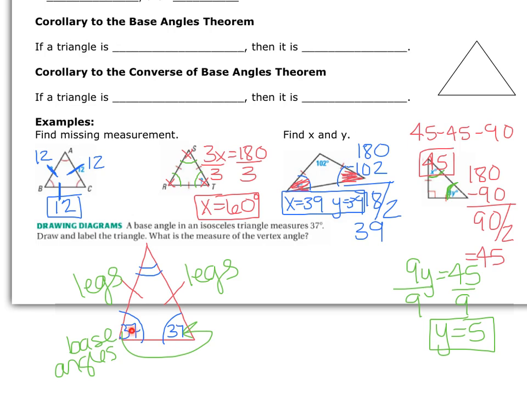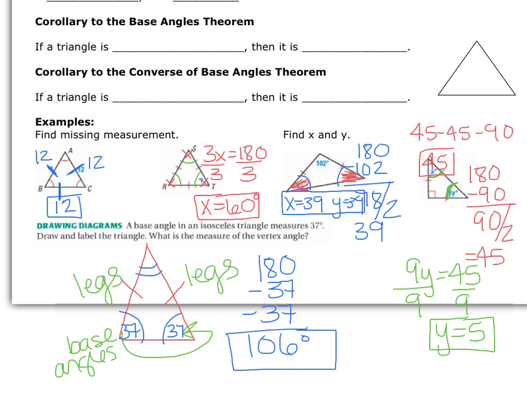Well, we already determined, since it's isosceles, if the legs are the same, the base angles are the same. So we have 180 in every triangle. We're taking out one base angle, we're taking out the other base angle. So that's taking out 74. If we take out 74, what's left is 106 degrees. So our vertex angle is 106 degrees. Now, my picture doesn't necessarily represent that, but remember, I drew my own picture. As long as my measurement matches all of the sum, then we're good to go.